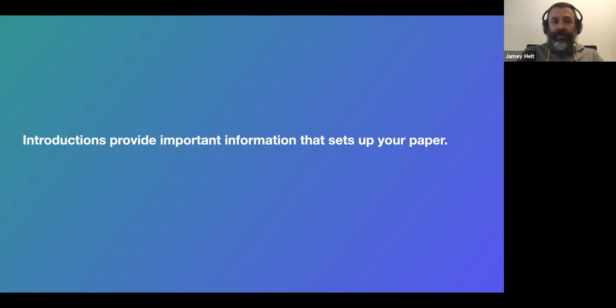Introductions for essays provide important information that set up your paper. Think of it as that background story. Think of it as introducing a key character or introducing the setting for where that story is going to occur. Introductions, again, are all about providing important information that will set the context for your reader. So think in terms of what are the key pieces of information that I want my reader to have in mind when he or she starts reading my paper.